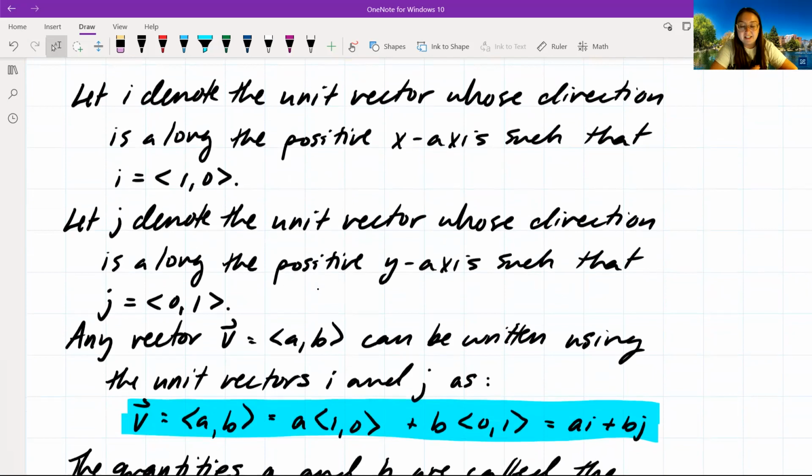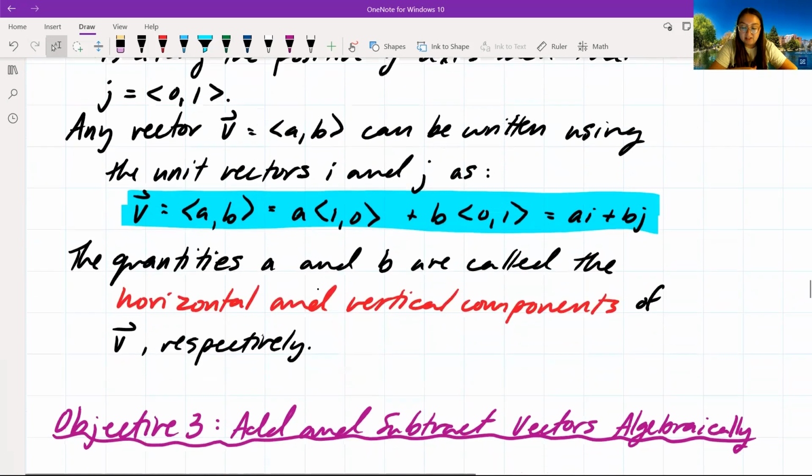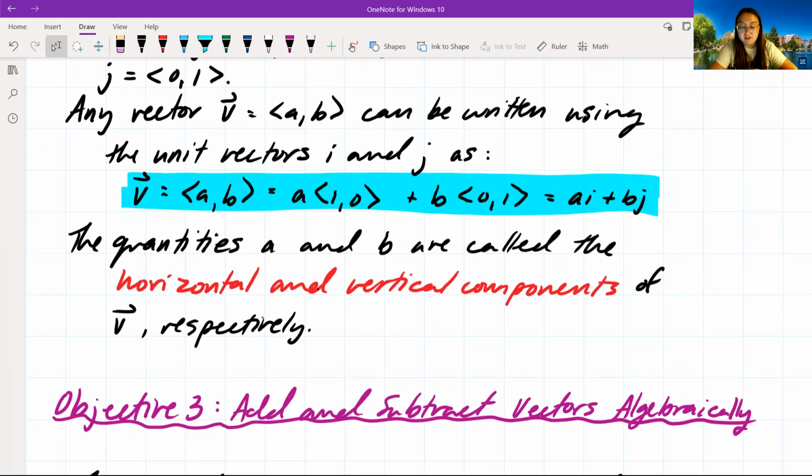Now, we're going to let i denote the unit vector whose direction is along the positive x-axis, such that i is equal to the components 1, 0. Then we let j denote the unit vector whose direction is along the positive y-axis, such that j is equal to the components 0, 1. Any vector v with components a and b can be written using the unit vectors i and j as v equals a times the components 1 and 0, plus b times the components 0 and 1, which simplifies down to a times i plus b times j.